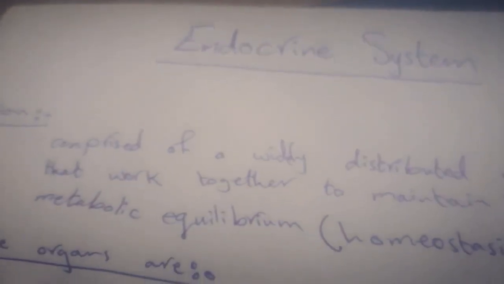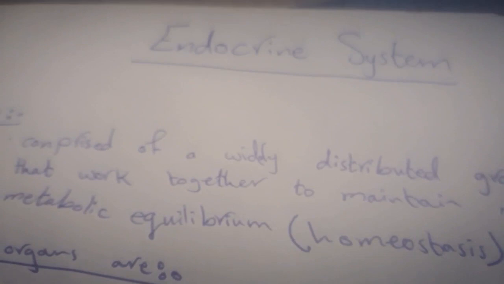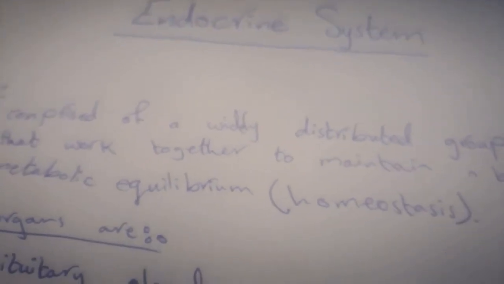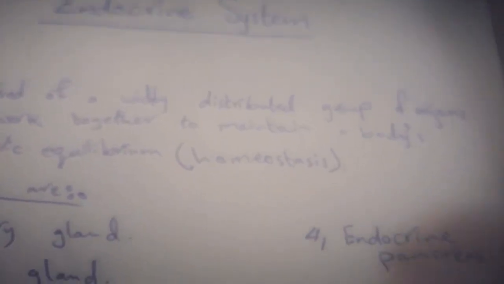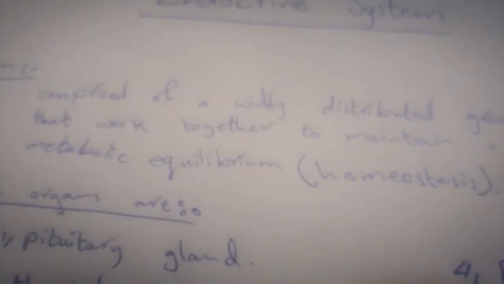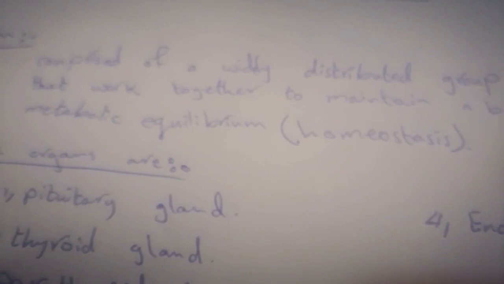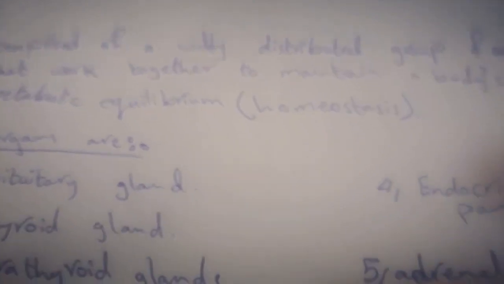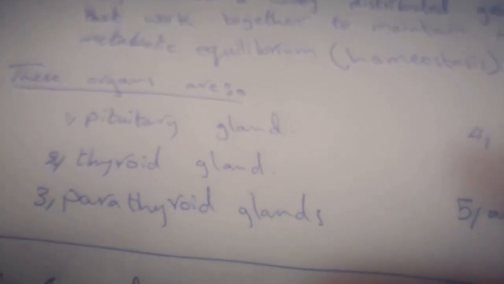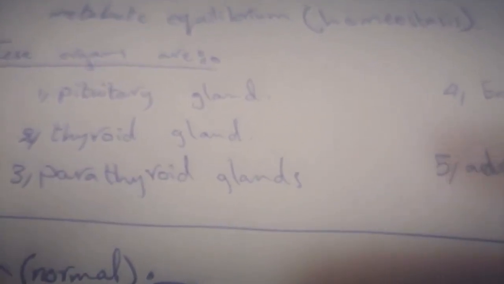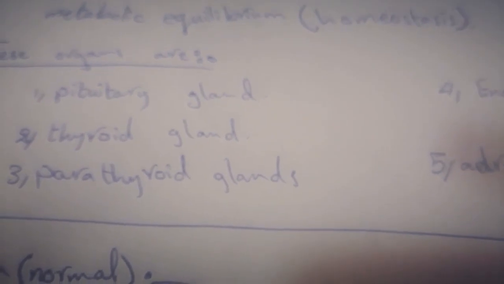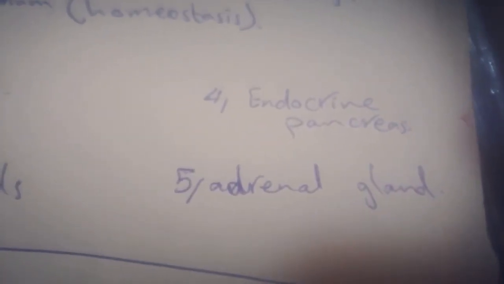This system, I mean the endocrine system, comprises a widely distributed group of organs that work together to maintain the body's metabolic equilibrium, homeostasis. These organs are the pituitary gland, thyroid gland, parathyroid glands, endocrine pancreas, and finally the adrenal glands.